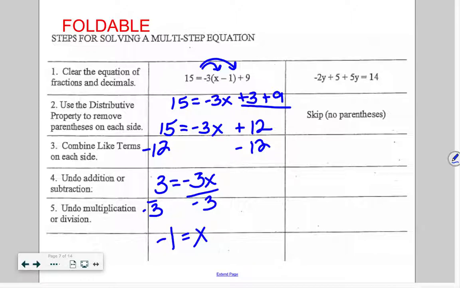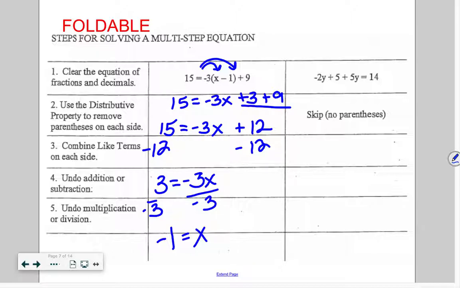Can I still take my answer, plug it back in, and see if I got the right answer? Sure I can. Let's actually put negative 1 where x is in the second step that we did here. What is a negative 3 times a negative 1? Positive 3, and positive 3 plus positive 3 is 6, and is 6 plus 9, 15? Then we know we are correct. I didn't even have to plug it into this original one. I could plug it into where I already distributed the negative 3 too.